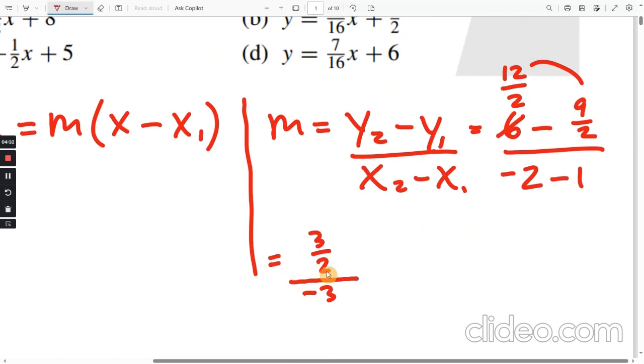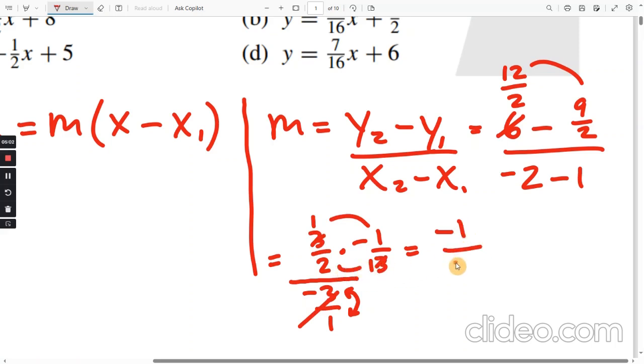So we need to use keep, change, flip. You can make the negative 3 over 1 if you like, but you keep 3 halves, you change division to multiplication, and you flip negative 3 over 1. That's going to be negative 1 over 3. So 3 times, well, we can cancel 3 over 3. That cancels, and that's just 1. 1 times negative 1 is negative 1, and this would be a 1 here. 2 times 1 is 2. So that is the slope m.